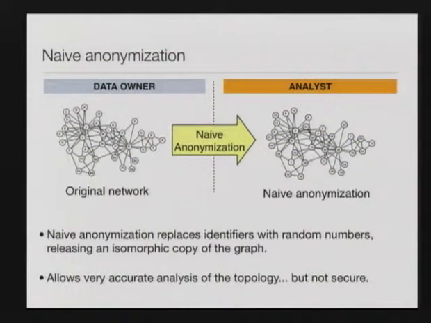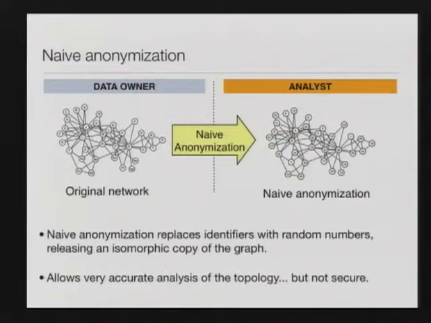Nodes. They're pretty small, so you may not be able to see them. But they're meant to represent names. Okay, so the original network has some names, and naive anonymization basically strips the names off the graph and releases the graph on the right, which has maybe random numbers in place of the names.